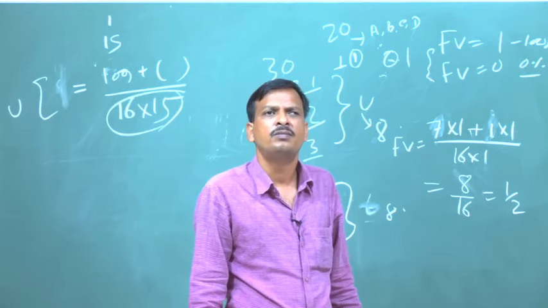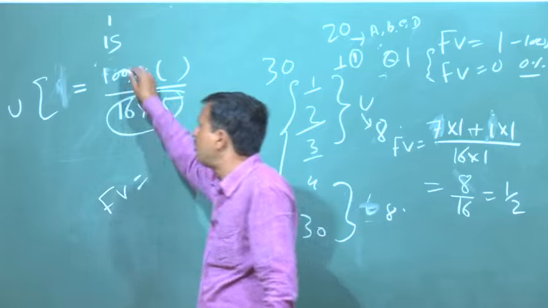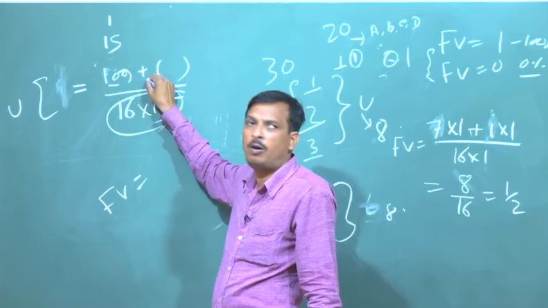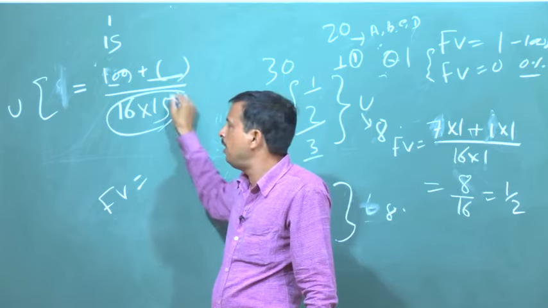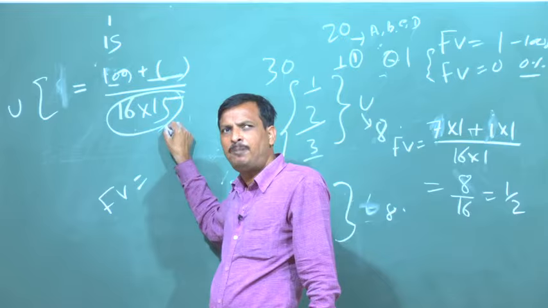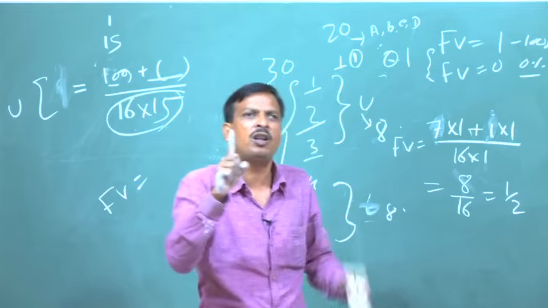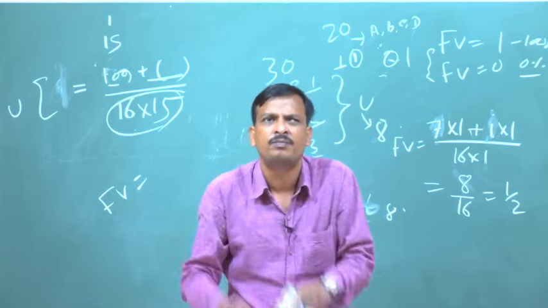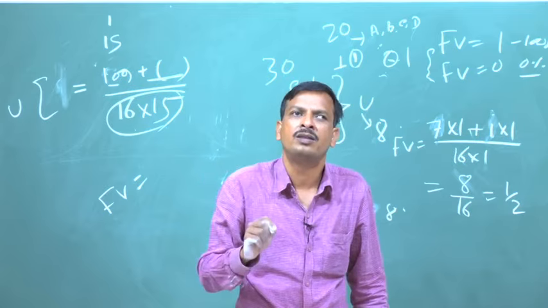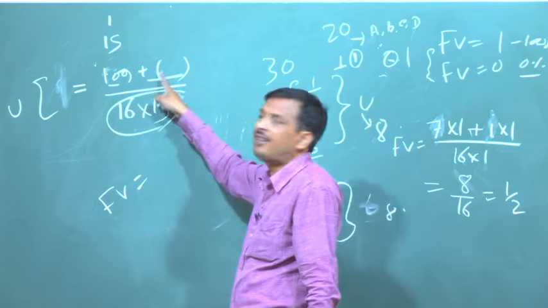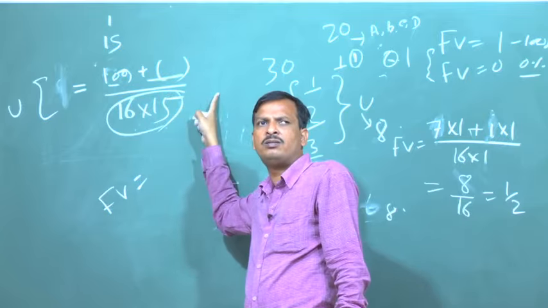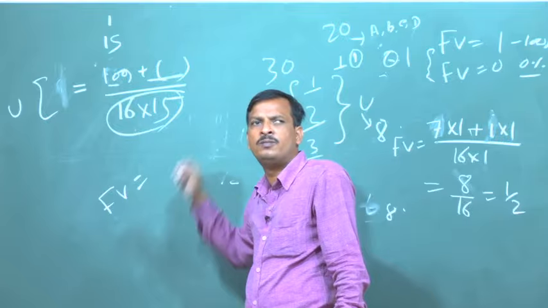So, FV is nothing but the total marks obtained by the upper group plus the total marks obtained by the lower group divided by the total marks. 16 students, each question, if everybody gets 15, then what is the total marks? 16 into 15. Everybody gets full marks, then it will be 8 into 15 plus 8 into 15 divided by 16 into 15 equal to 1. So, facilitation value I can calculate.